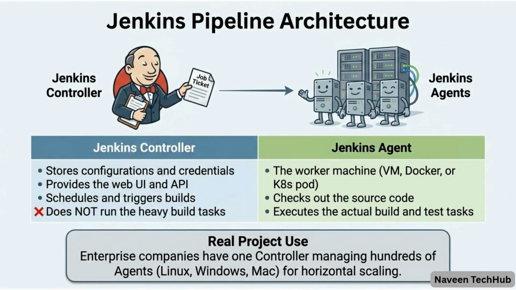Before writing any pipeline, understand the Jenkins architecture. The controller is the brain. It manages configuration, credentials, triggers, and scheduling. But normally, we don't want the controller doing heavy compilation or testing. That work is assigned to Jenkins agents. Think of the controller as a manager assigning work, while the agents are the worker machines actually executing the jobs.